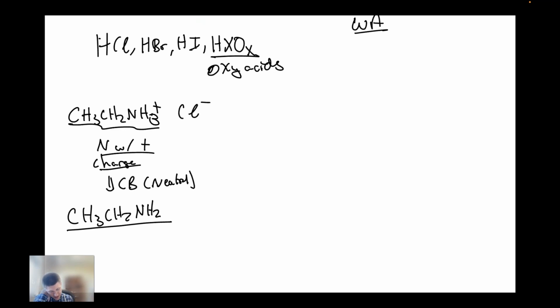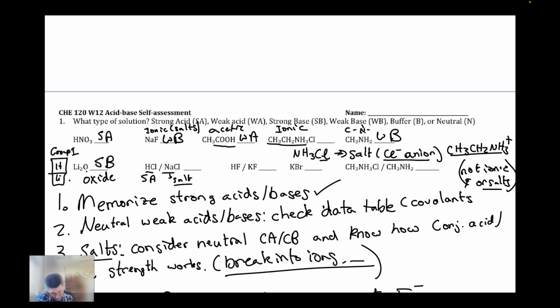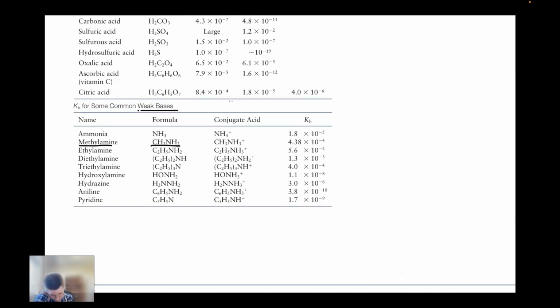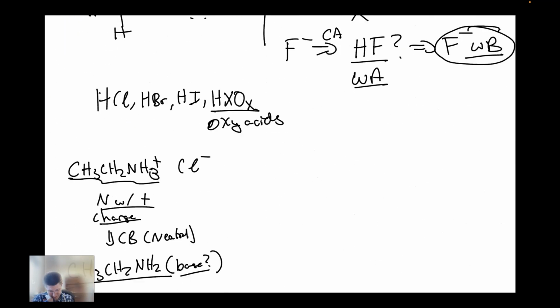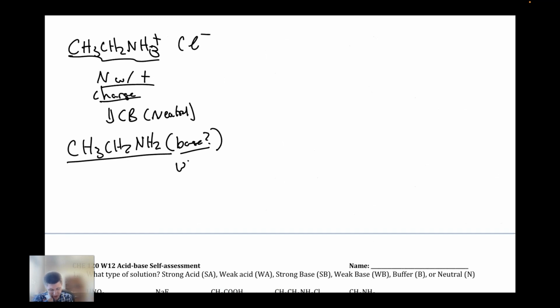And we can look for that in our data table. What type of base is that? Let's look it up. Here's our data table, written in a slightly different form, CH3CH2NH2. These are abbreviated to C2H5, just adding up the two carbons and the 5 hydrogens. So this is ethylamine, which is again a weak base.